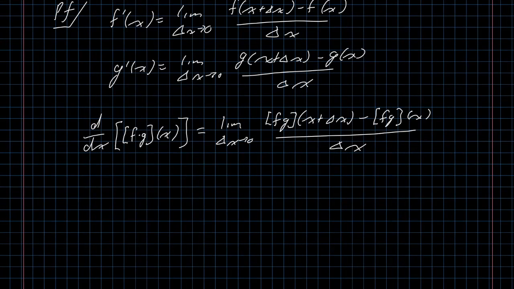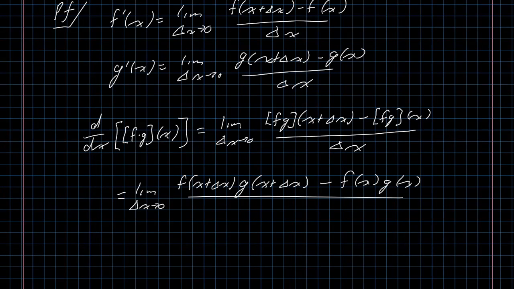And yeah, the product f times g is f of this argument times g of this argument. So this is the limit as delta x goes to 0 of f of x plus delta x times g of x plus delta x minus f of x times g of x all over delta x.